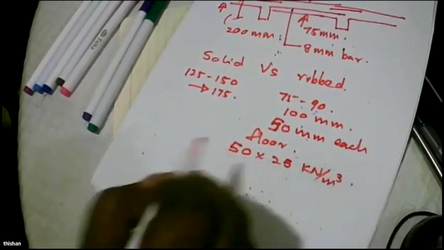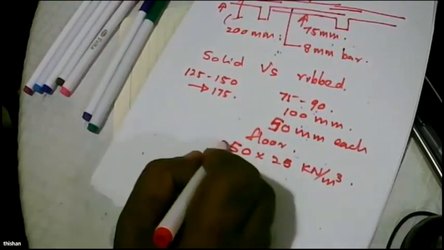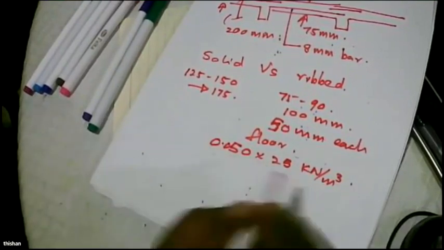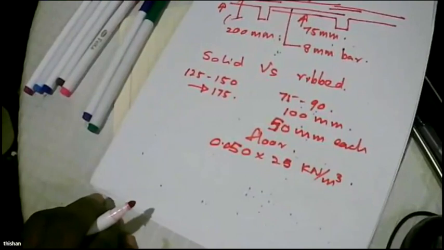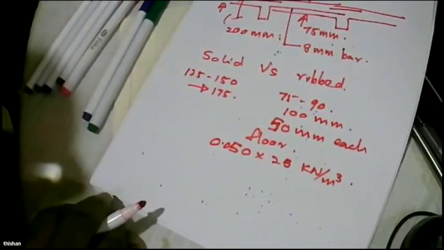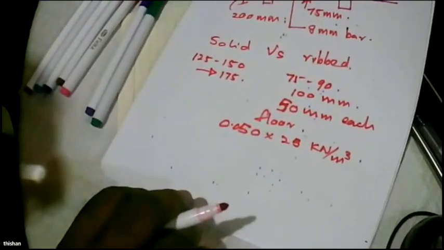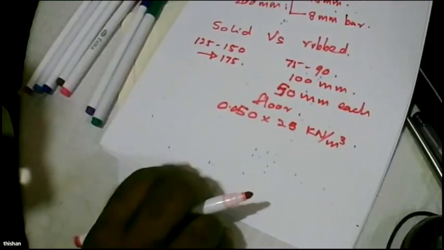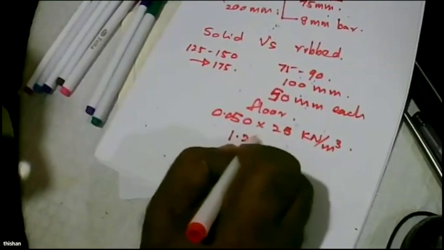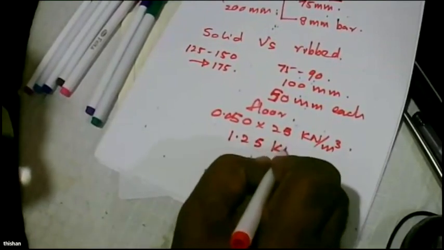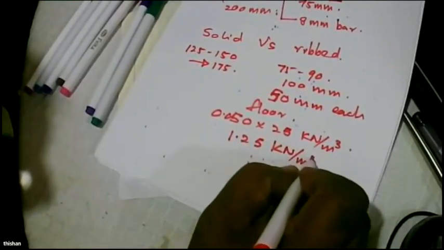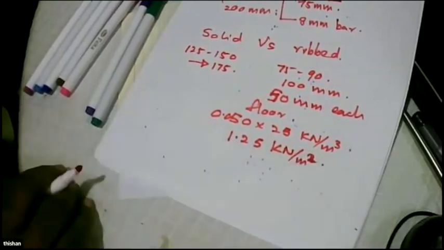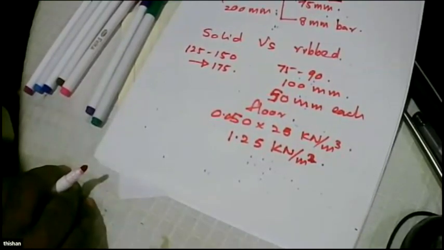(50 × 25 kN/m³). How much do we save? 0.05. What is the weight? 0.05 × 25 = 1.25. So each floor we save 1.25 kN/m² from a conventional solution.